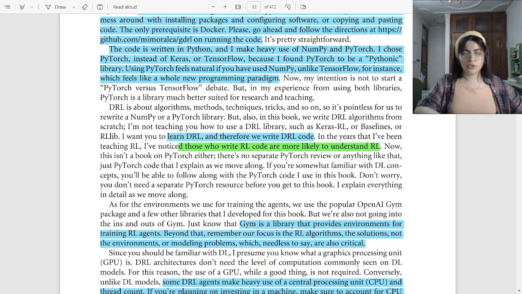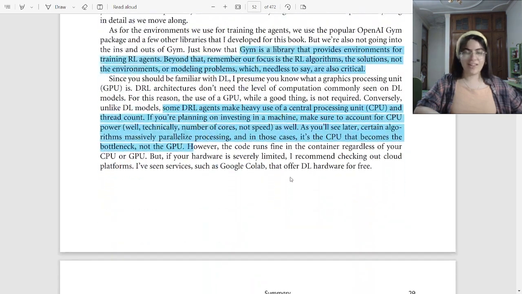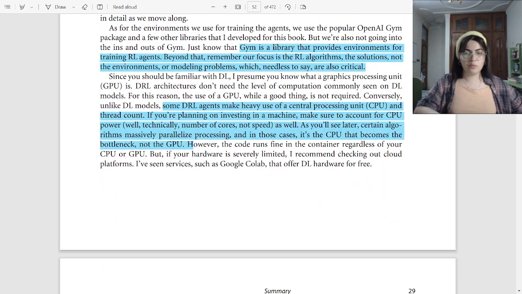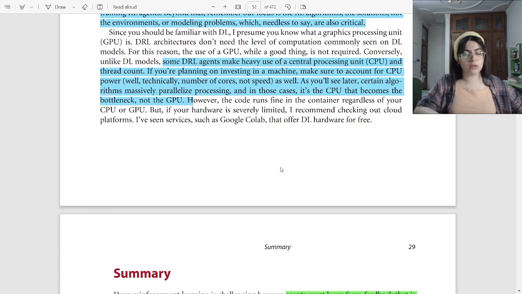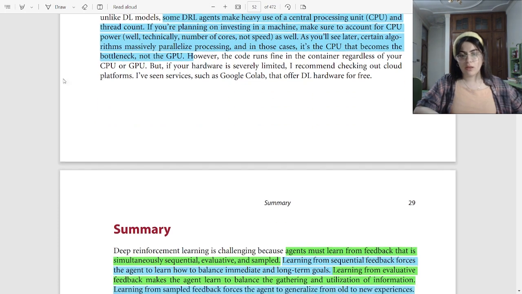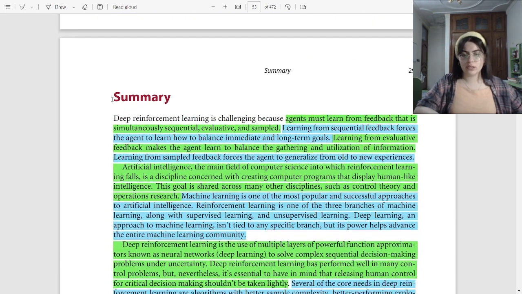It says that he wants you to learn RL, so write the RL code. Those who write RL code are more likely to understand RL. And then we talk about Gym, which is a library that provides environments for training RL agents. Some DRL agents make heavy use of the CPU, and some of them the GPU, so you have to have a good system. Also, you can use Google Colab, obviously, which does provide you with a good system.